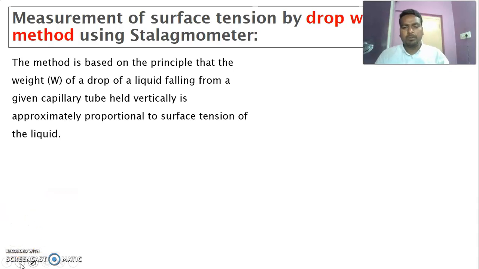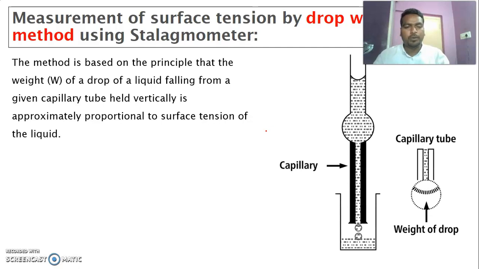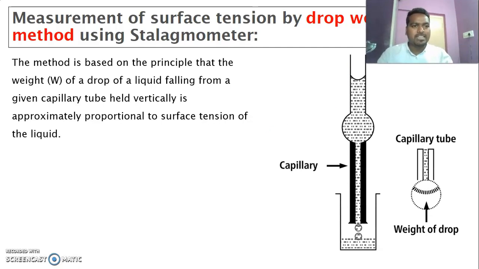The principle of this experiment is, but first, just look at this. This is called a stalagmometer. It is a simple glassware, in which we pass the liquid from here, and there is a capillary tube through which liquid droplets come outside. This is a micro capillary tube which is present inside this stalagmometer, and from it the water drops are coming.